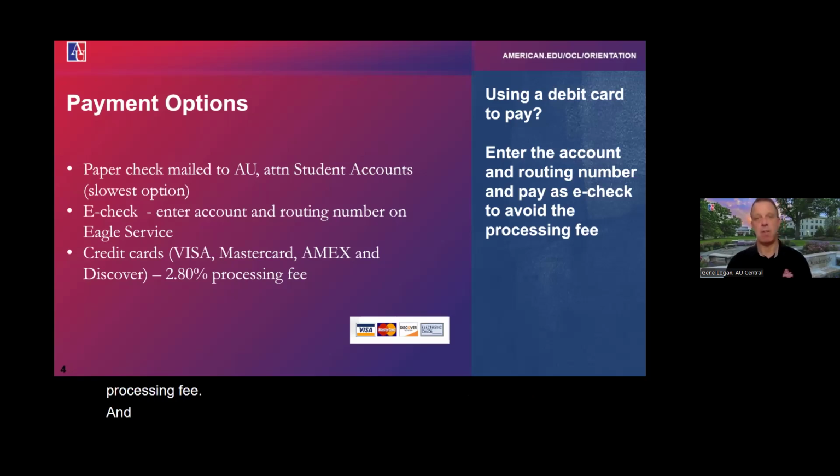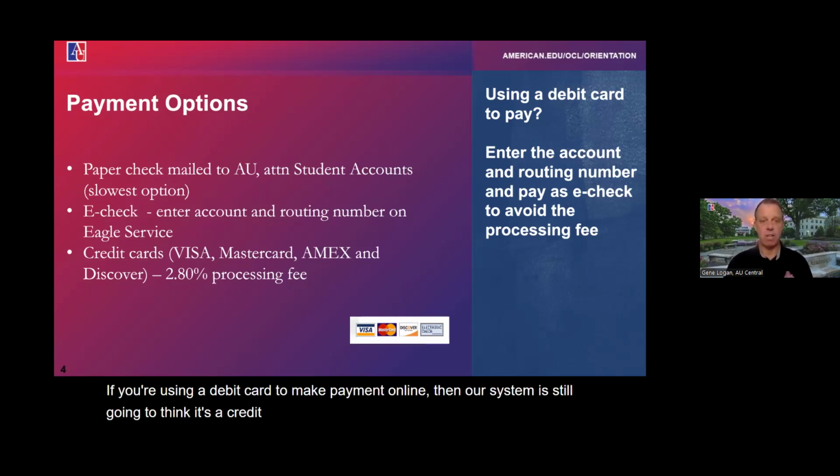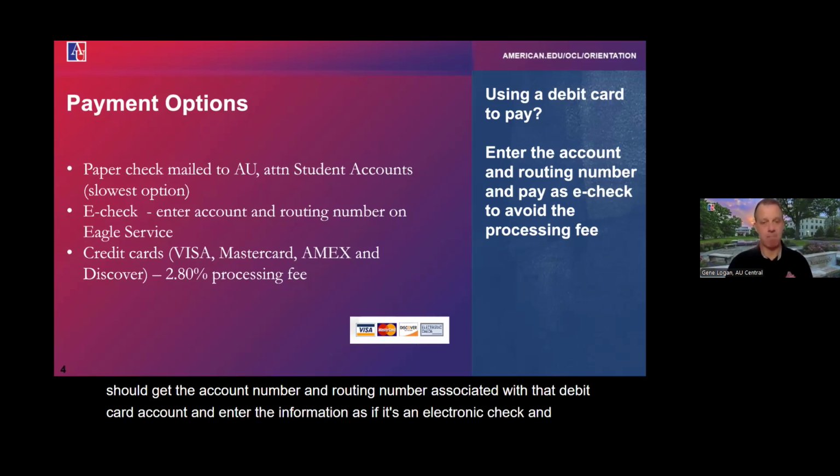And finally, my tip for this slide is if you're using a debit card to make payment online, then our system is still going to think it's a credit card. So to avoid that 2.8% processing fee, you should get the account number and routing number associated with that debit card account and enter the information as if it's an electronic check, and then there'll be no fee.